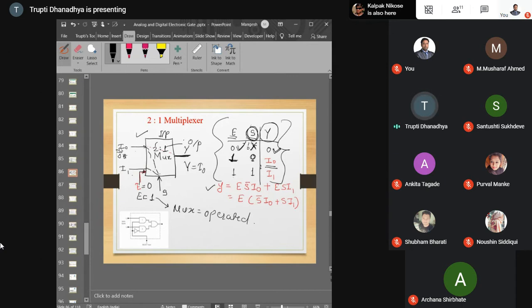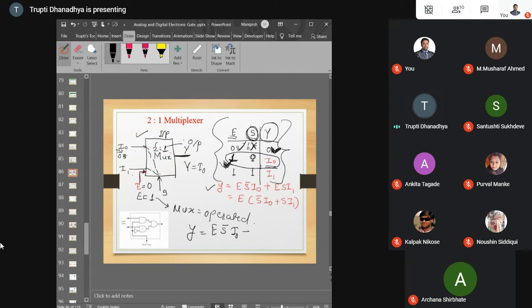Okay, how is it? Everyone see here, please. For this line, the equation is not written because Y is equal to 0, so we don't require any equation for that purpose. Please see here. The equation for this is Y equal to, of course, E is 1, so E. We are writing SOP form. That's why whenever a 0 is present, at that time we take the complement. If 1 is present, we don't require any complement. So S complement, because here S is equal to 0. Then I0.